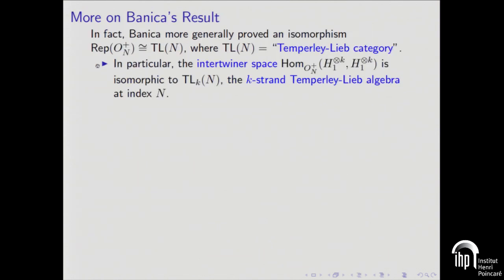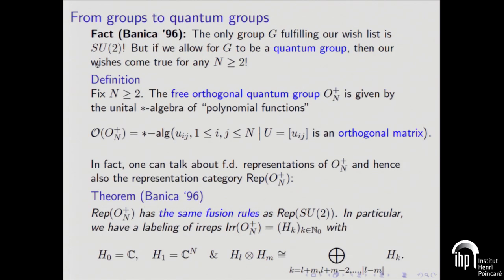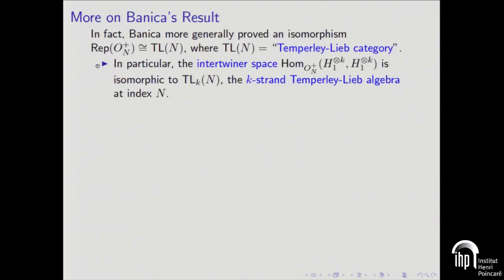I should mention this is a theorem of Banica, which is a very nice theorem, and there's actually some more depth to it. What Banica actually showed in 1996 was that the representation category of O_n^+, this quantum group, is a well-known object in tensor category theory. Namely, it's the Temperley-Lieb category at index n. People who work in subfactors or topological quantum computing or modular tensor categories are very familiar with this Temperley-Lieb category.